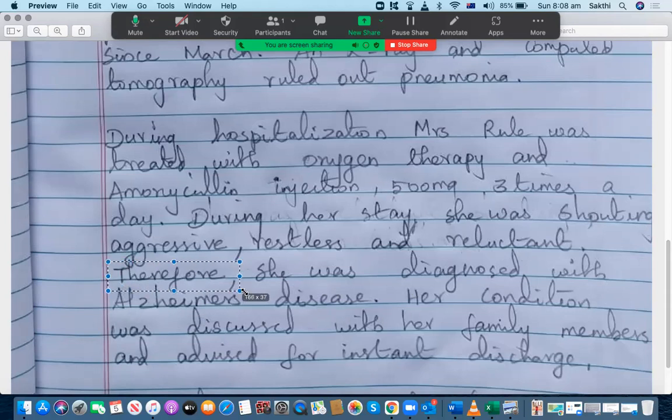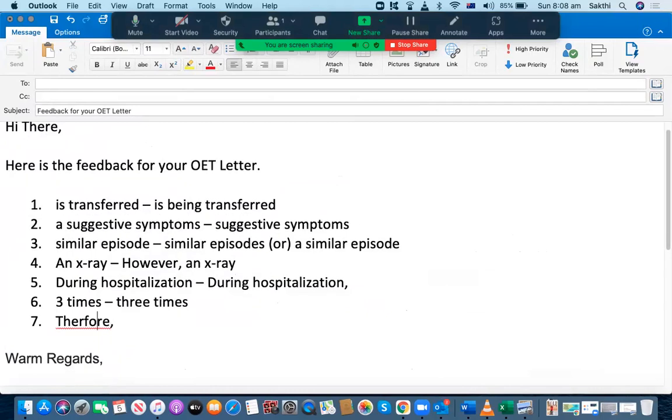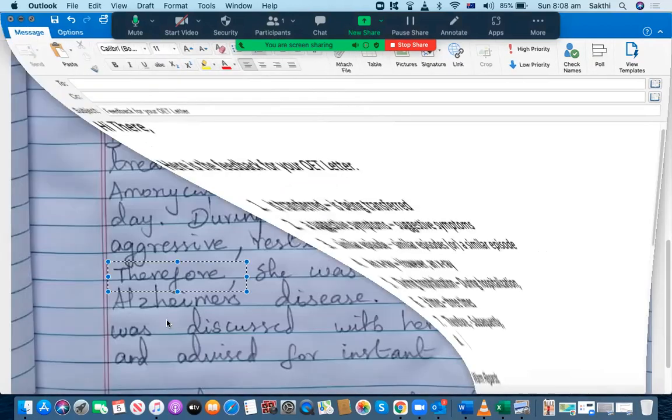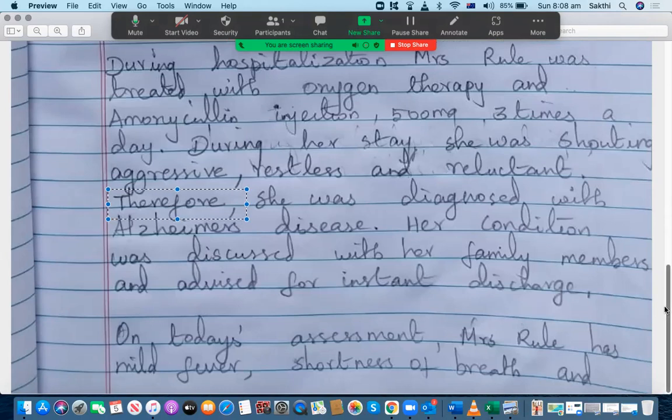It's not like therefore, but subsequently, okay, following the tests and things like that. So instead of writing down therefore, you could have mentioned subsequently, because this is the best way of connecting these sentences together. Whenever you have to write down the connecting phrases, you need to be a bit careful, because you should not use improper connecting phrases to link the sentences together. Otherwise, you lose score. Okay. Subsequently, she was diagnosed with Alzheimer's disease.